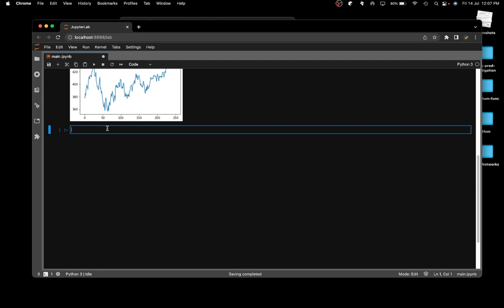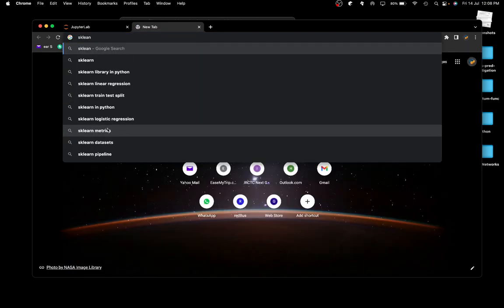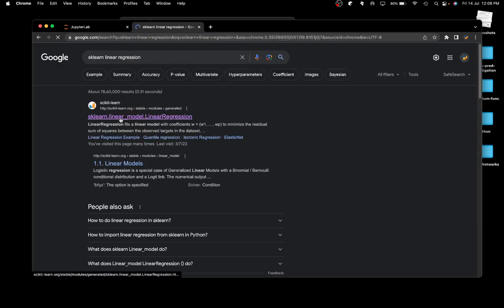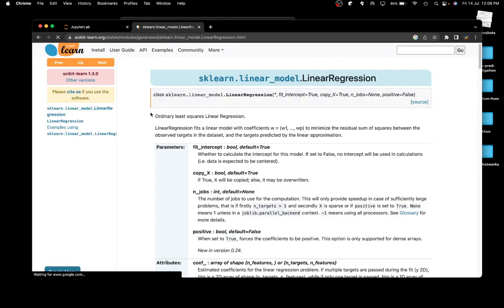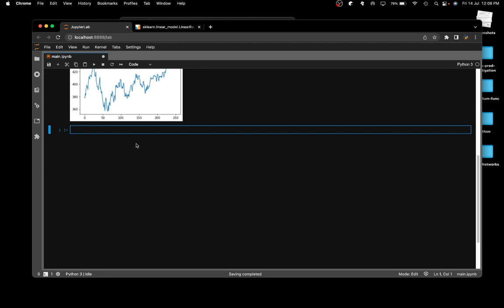Now we need to run a linear regression model on the close prices. For this, we'll be using sklearn, or scikit-learn, which is a library for stuff like this. So I'll search sklearn linear regression. I can see sklearn linear regression, and this is exactly what we want. So we can copy this and head on over here.